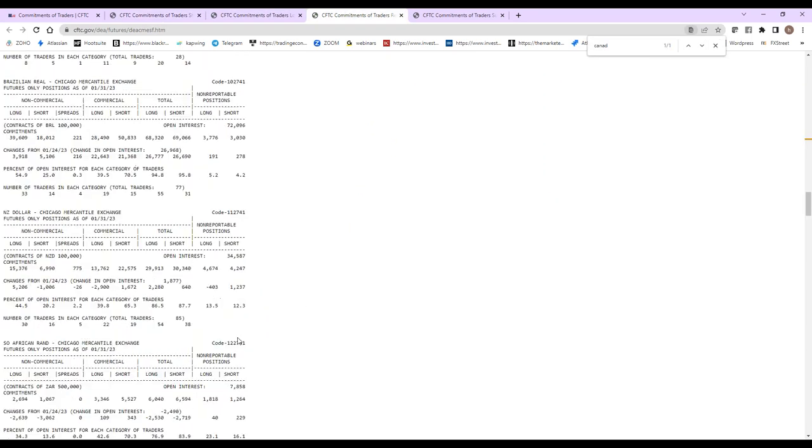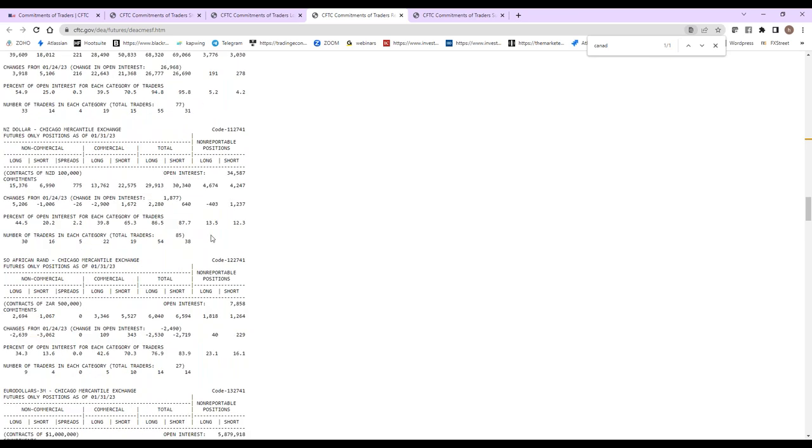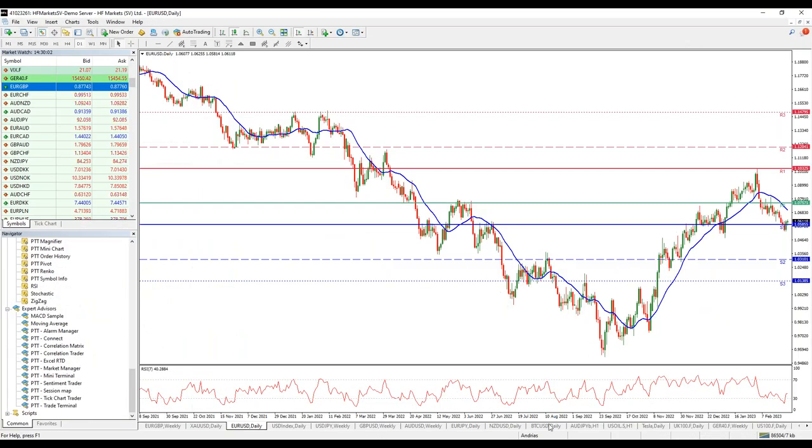Euro, British pound, Brazilian. The change of interest: 44%, 39%, 65%. Okay. New Zealand. Let's check the Kiwi together.